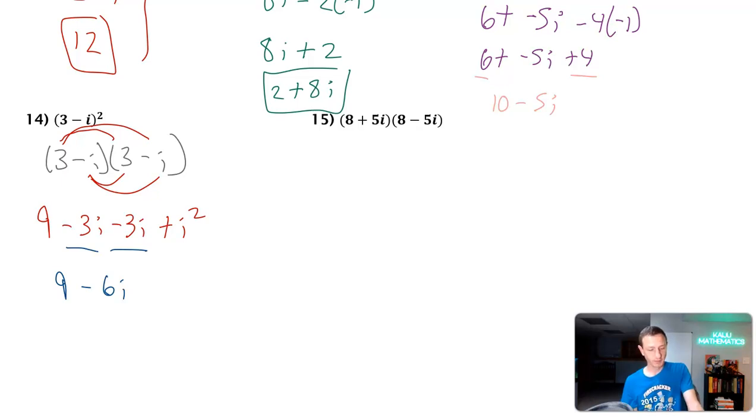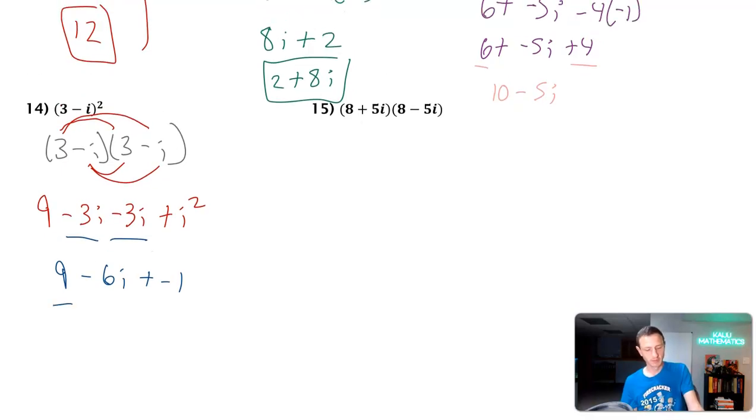i squared is negative 1. So this is going to become plus negative 1. 9 plus negative 1 is 8. 9 minus 1 is 8. So 8 minus 6i. Getting pretty tricky.